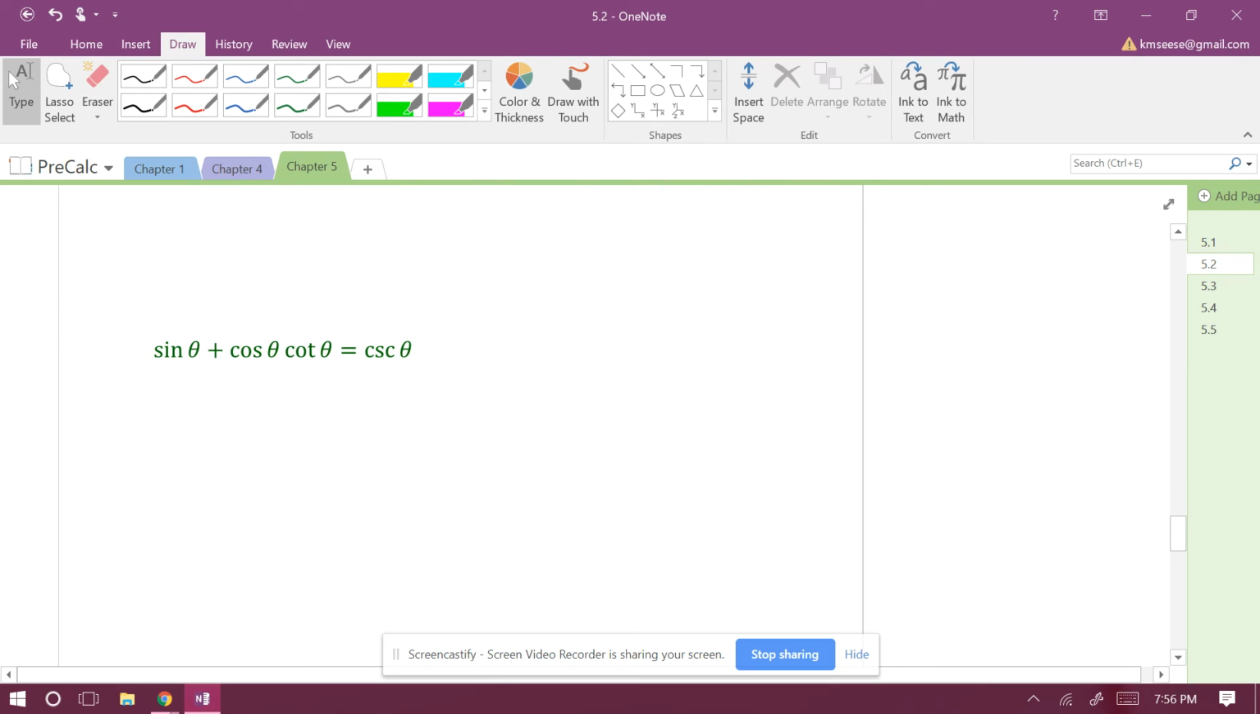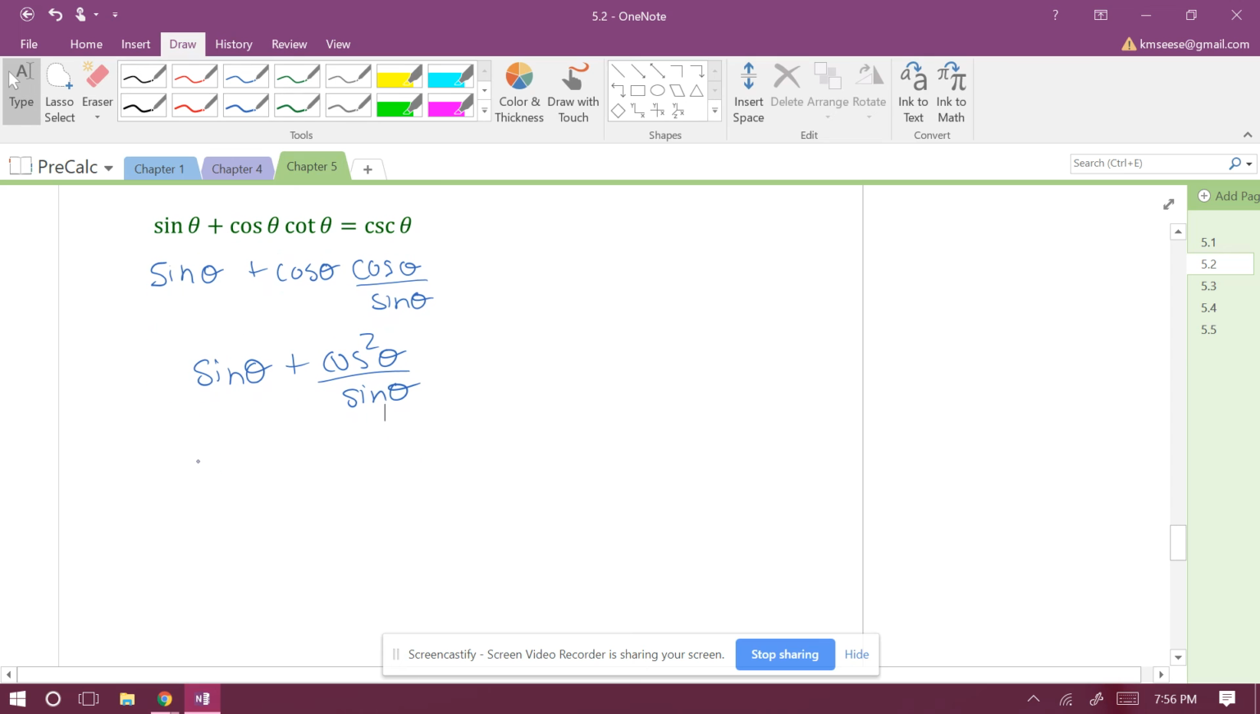Last problem. Look and see here. I have sine of theta plus cosine of theta times cotangent. Cotangent is cosine of theta over sine of theta. So what do I actually have? I have sine of theta plus cosine squared of theta over sine of theta. Common denominator is going to be sine of theta. It's going to be a similar problem to a lot here. Finding my common denominator is going to be this Pythagorean identity here. That's 1 over sine of theta, which is cosecant of theta.